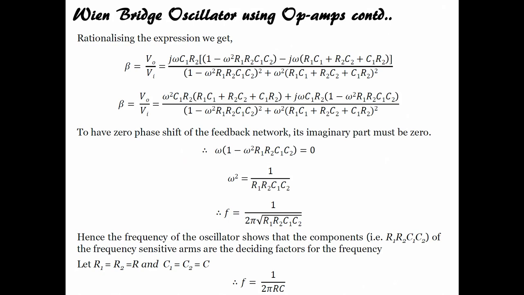So, solving this particular equation, what we get? We get f equals 1 by 2 pi RC. The frequency formula for this oscillator is 1 by 2 pi under root of R1 R2 C1 C2. But when R1 equals R2 and C1 equals C2, we have 1 by 2 pi under root of R square C square, which is nothing but 1 by 2 pi RC, right.